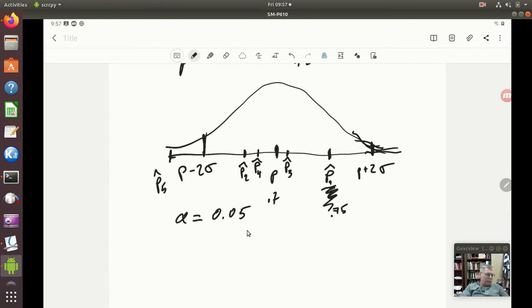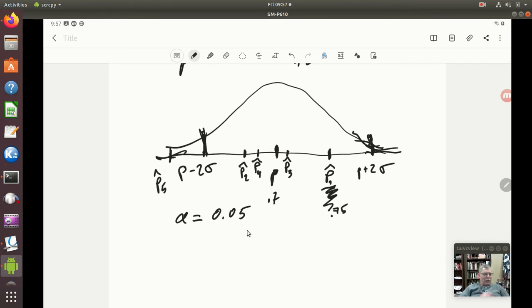P5 hat. Okay. Well, sure, that could happen, right? If I run this experiment 100 times, I would expect 5 of those times to be outside of that 95% population area. Okay. But most of the time, 95% of the time, I would expect to be in here. Now, how do we use that for kind of guessing where P might be?